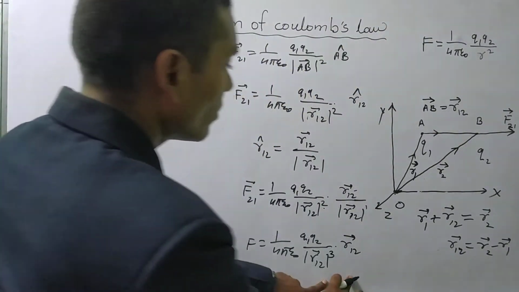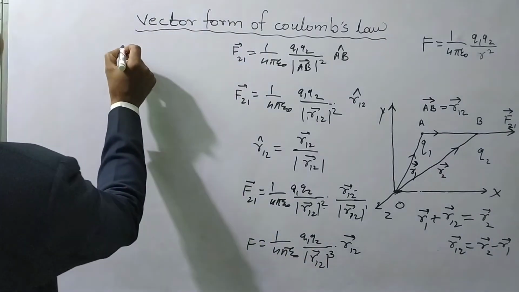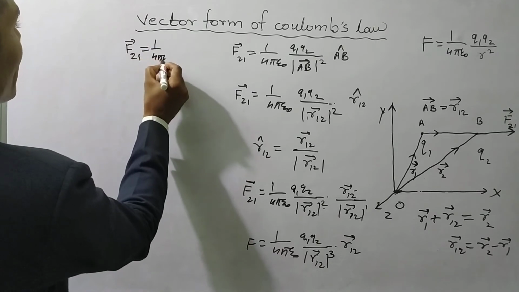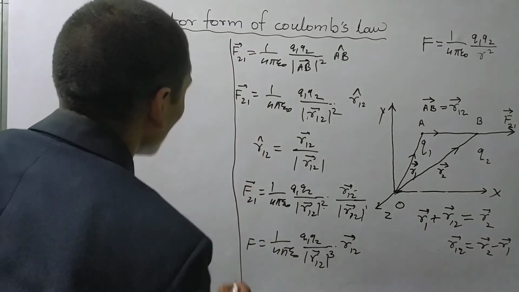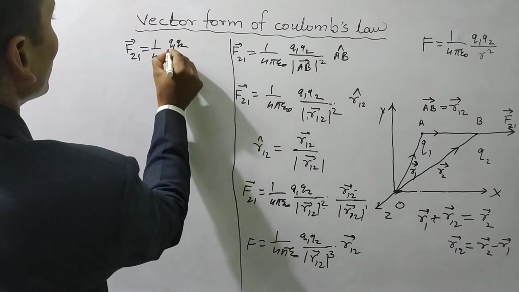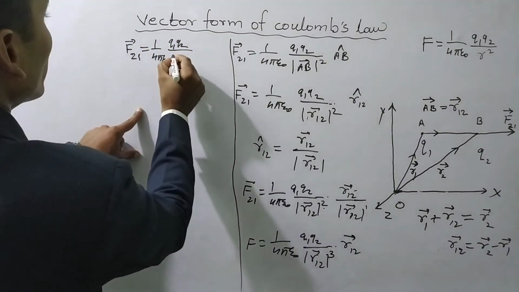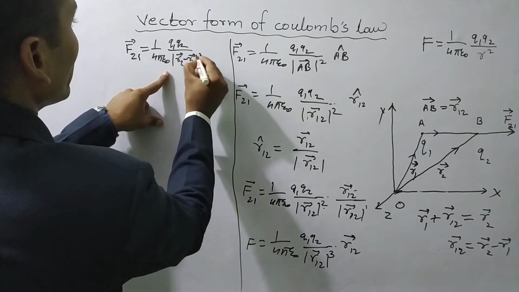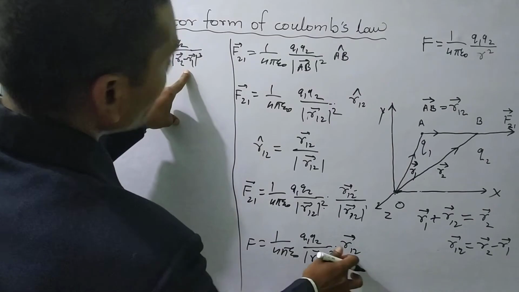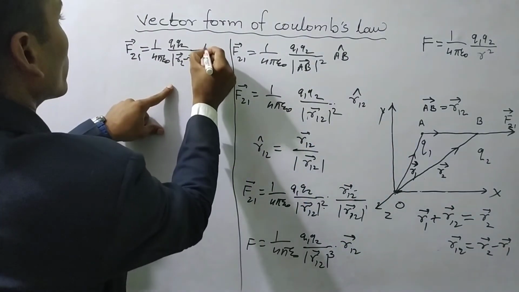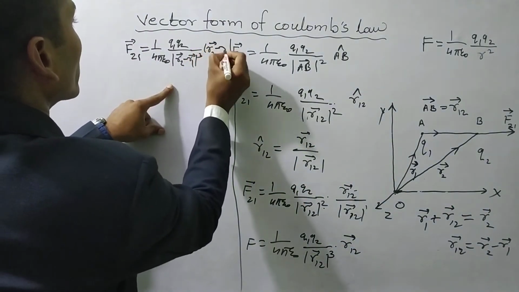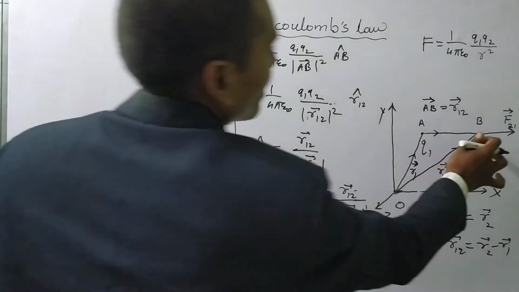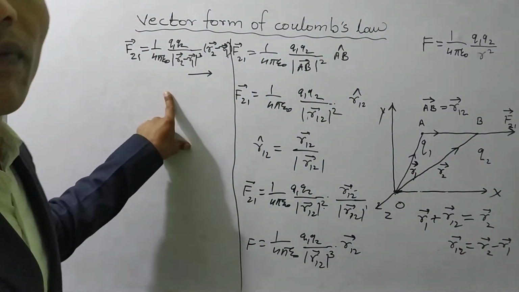On putting the value in this equation, F21 will be equal to 1 upon 4 pi epsilon naught, Q1 Q2 upon the modulus of vector r12, which is vector r2 minus vector r1, cubed, times vector r2 minus vector r1. This is the force acting on Q2. Okay, this is the vector form.